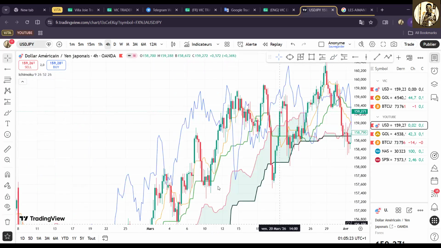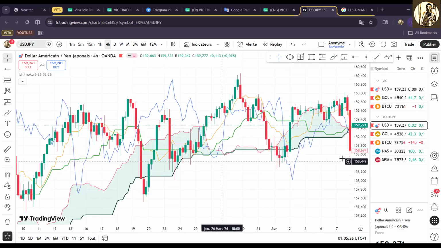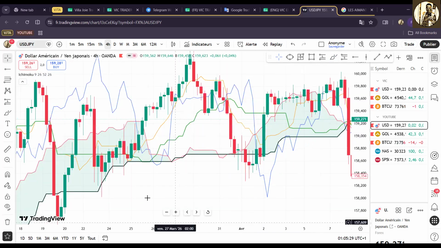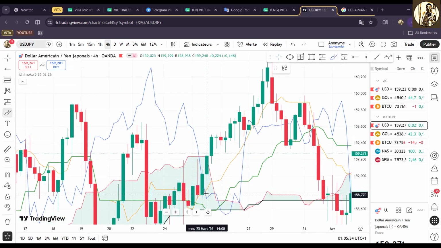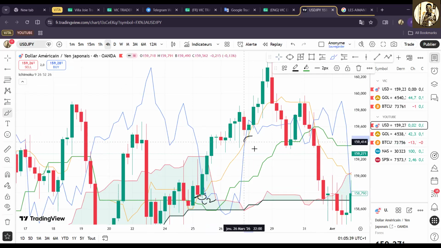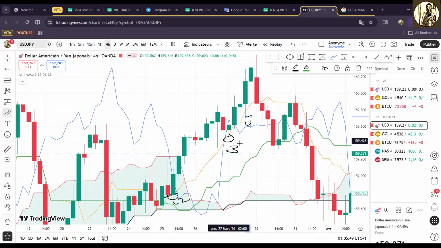Another example is this one. For example, from Tenkan cross here, you have one touch, two touches, three touches, four touches. This fourth touch made the price go to the upside, just because it is actually 1, 2. But the fifth touch was actually a reversal for sure.